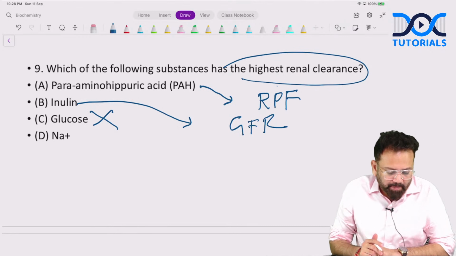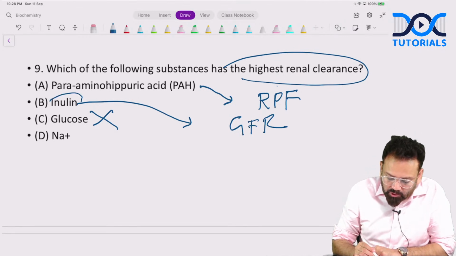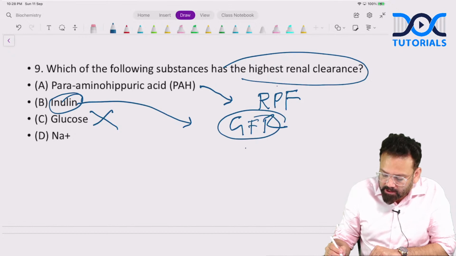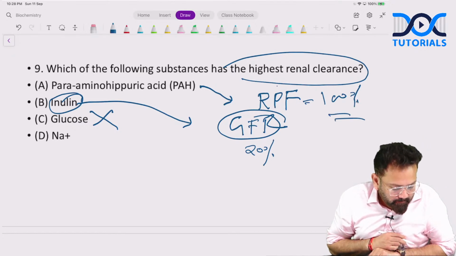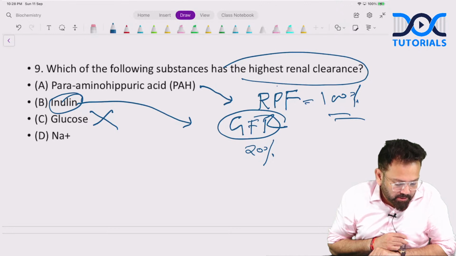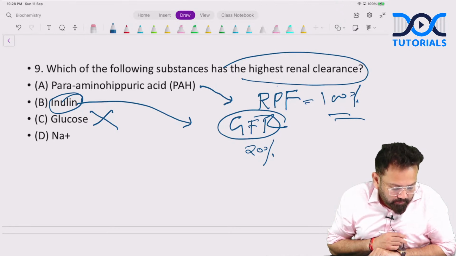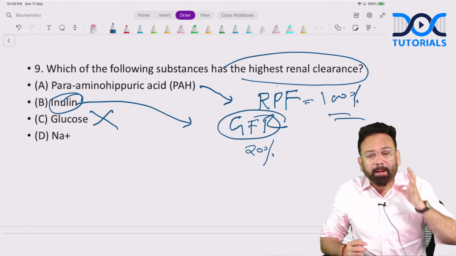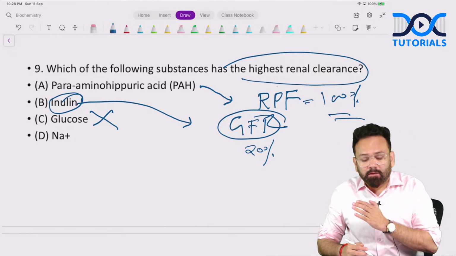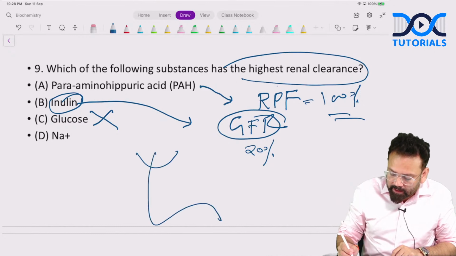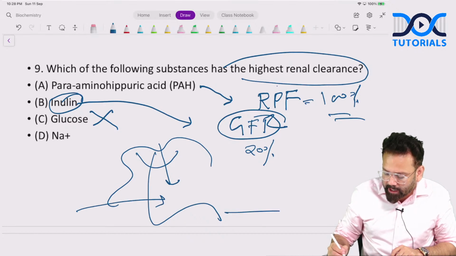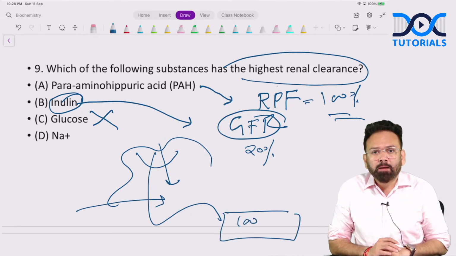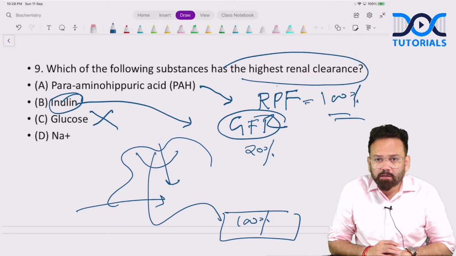Why is everyone saying B? Answer is A. Inulin is equal to GFR, only 20% of renal plasma flow. PAH is 100% of renal plasma flow. So answer is A, my dear, not B. Everyone is saying B. Paras Jain, Deepika, Palak. So answer is A, para-aminohippuric acid. Everything is filtered and whatever is left is secreted, so clearance is 100%. That is why PAH is used to measure renal plasma flow.